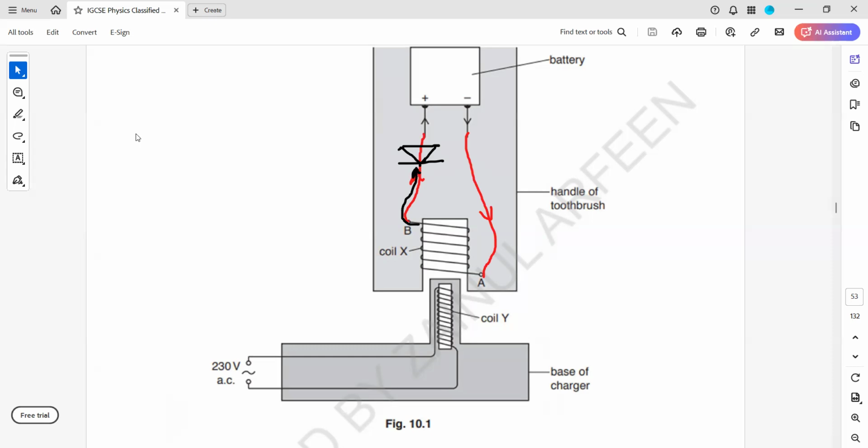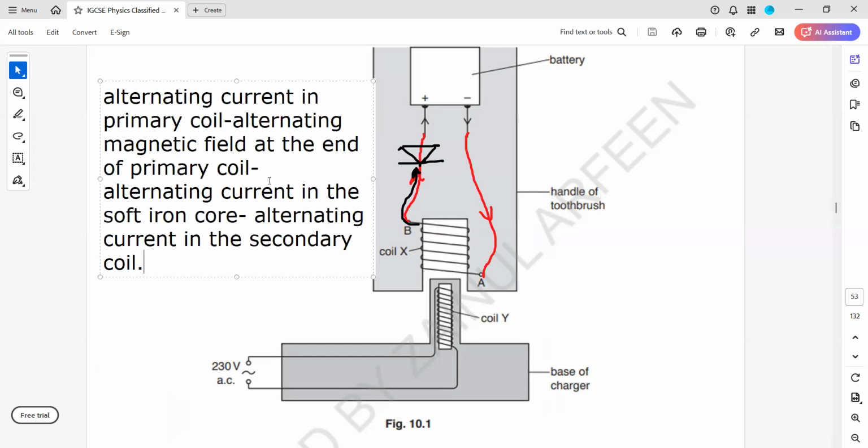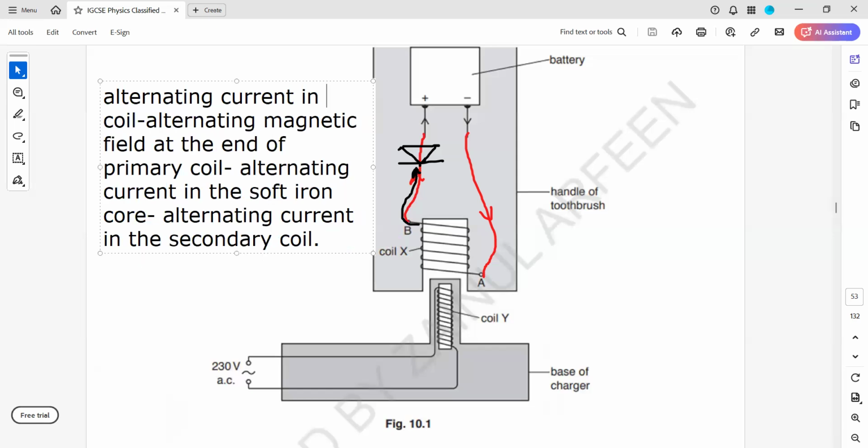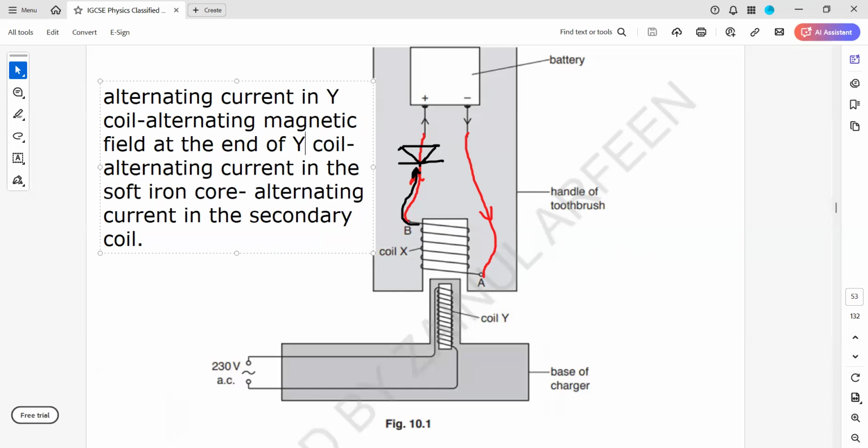So the working principle is AC current. Instead of saying primary coil, you change it. Look, this explanation is correct, but now instead of using a primary coil and a secondary coil, they use coil Y and X. So you just change your wording. You will say alternating current in coil Y creates an alternating magnetic field at the end, so instead of primary, we say Y, which will magnetize the core and induce current in coil X.